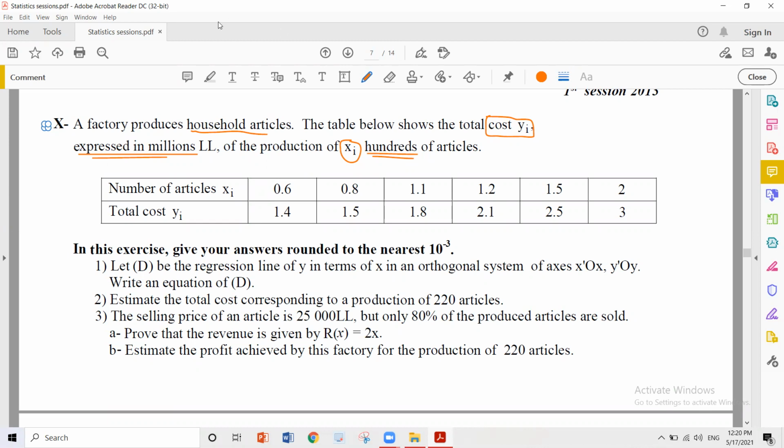Okay, in this exercise, give your answer rounded to the nearest 10 minus 3. We need to give the answer rounded to the nearest 10 minus 3. Part 1. Let D be the regression line of Y in terms of X. In an orthonormal system, write the equation of the regression line Y equals BX plus A.